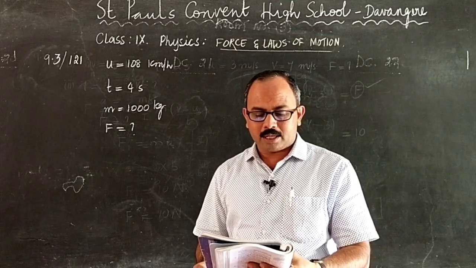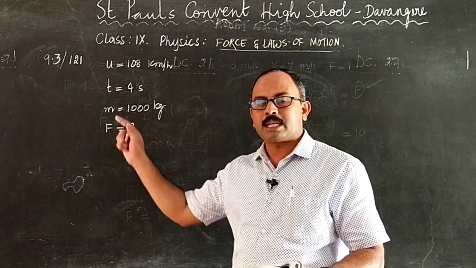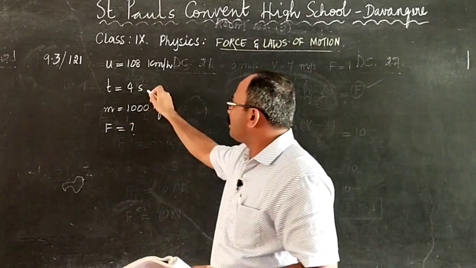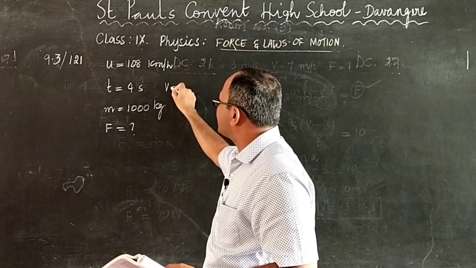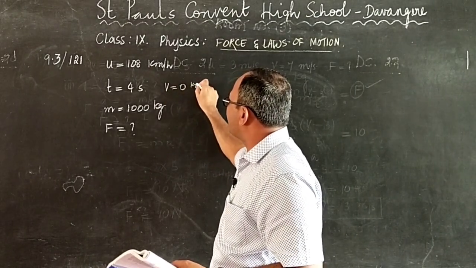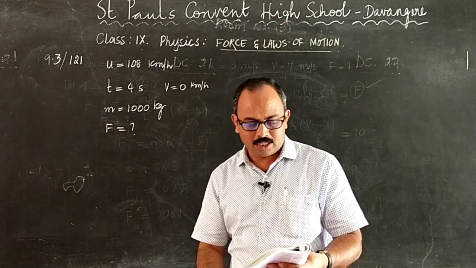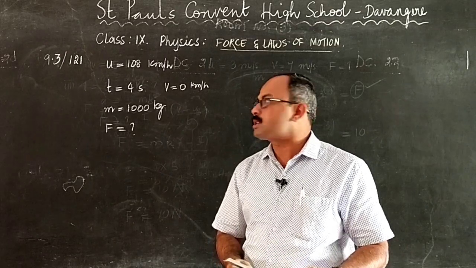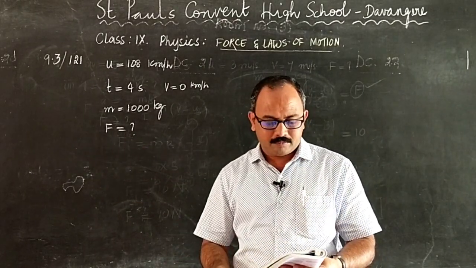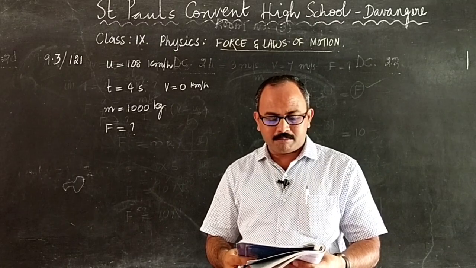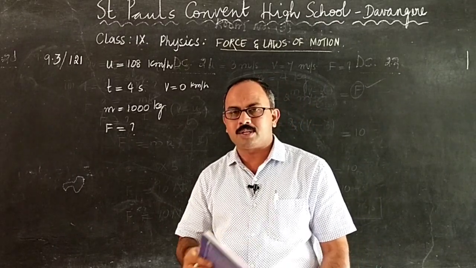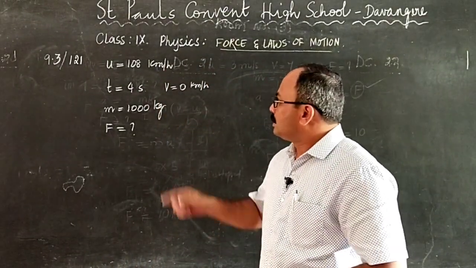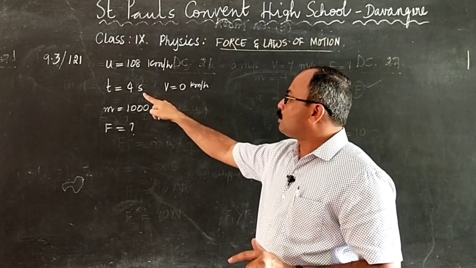It takes 4 seconds to stop. In 4 seconds, the vehicle comes to rest. Therefore, after 4 seconds, its final velocity will be equal to 0 kilometer per hour. Remember, children, after the brakes are applied, calculate the force exerted by the motorbike if its mass is about 1000 kg. The given we have written, children: time taken, mass, and final velocity after 4 seconds it comes to rest.